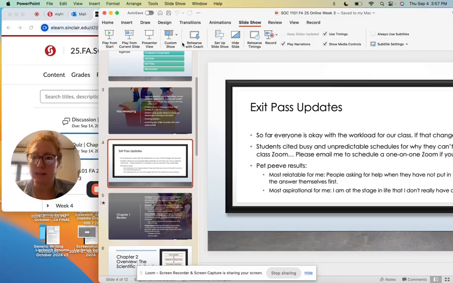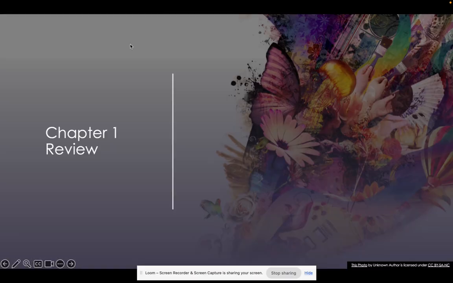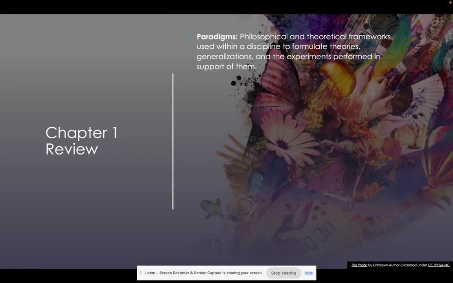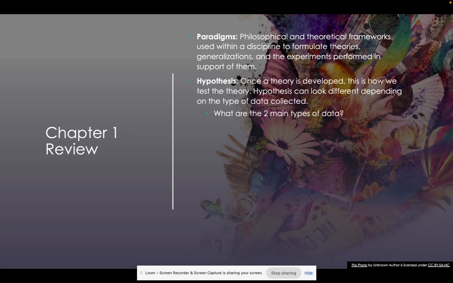So let's jump into a review. Paradigms are philosophical and theoretical frameworks used within a discipline to formulate theories and generalizations. And then we test these paradigms and find support for them by doing experiments. One of the reasons I wanted to review this term this week is because the experiments we perform to figure out, does this paradigm, does this theory hold true for a variety of social phenomena? That's essentially what research methods are.